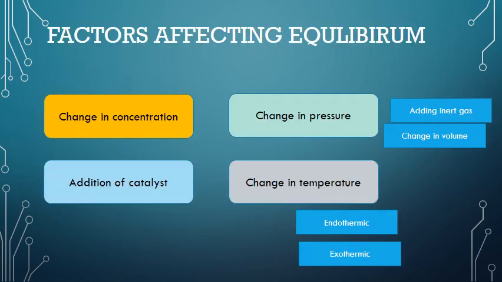So, what are the factors affecting equilibrium? Change in the concentration. Either you add the product ataupun you remove the product, ataupun add reactant or remove the reactant. Also, kita change in pressure, sama ada kita tambahkan inert gas ataupun kita change in the volume of the container, and then addition of the catalyst ataupun kita change in the temperature. Either kita cool down the system ataupun kita heat up the system. These factors will affect our equilibrium system.